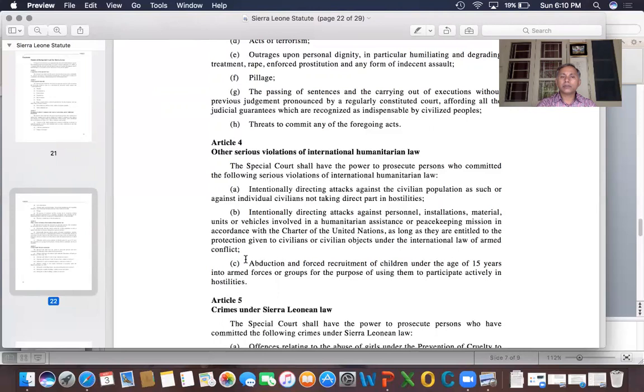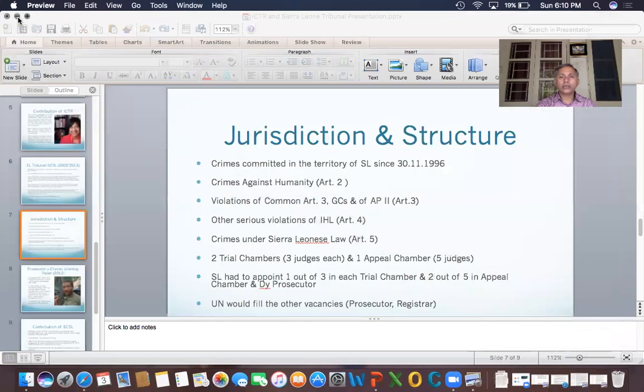And then suppose somebody is involved in abduction and forced recruitment of children under the age of 15 years into armed force or groups for the purpose of using them to participate actively in hostilities, that will become serious violation of IHL. So these are the things which you must know, that in the statute of Sierra Leone's special court, the jurisdiction is mentioned, and you see all these.